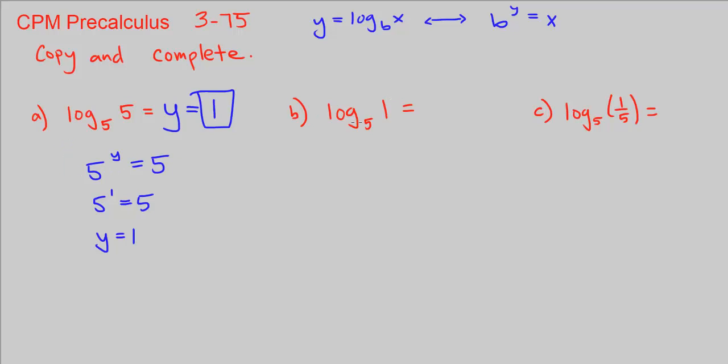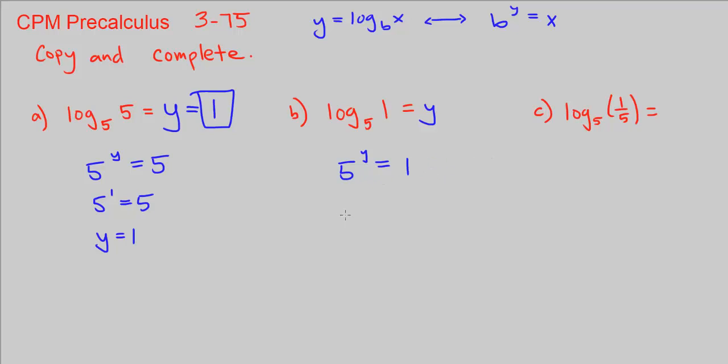Let's go into part B. B says log base 5 of 1 equals question mark. So let's put that as a y, just like this. Now our equivalent exponential is going to be 5 to the power of y is equal to 1. And this one's a little bit tricky, because 5 to what is equal to 1?